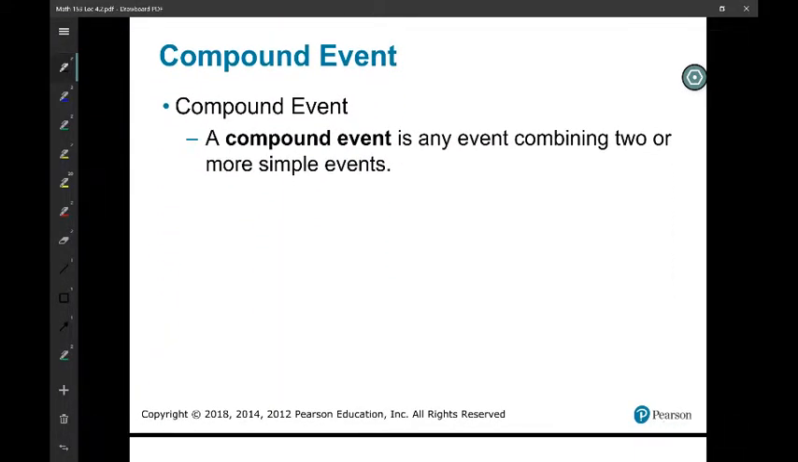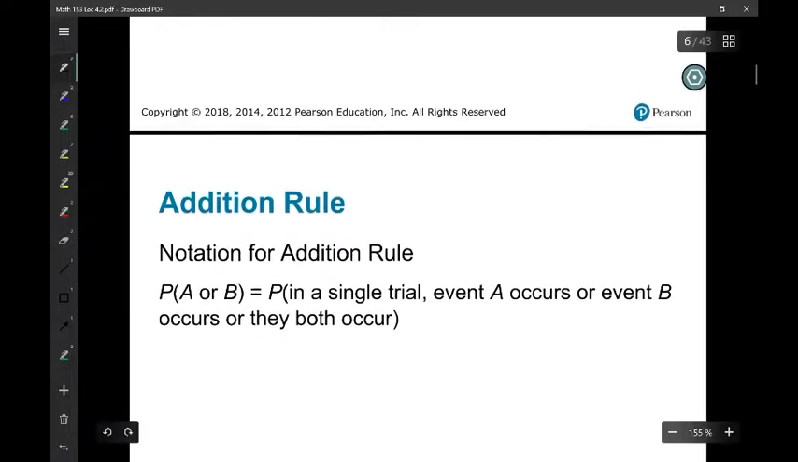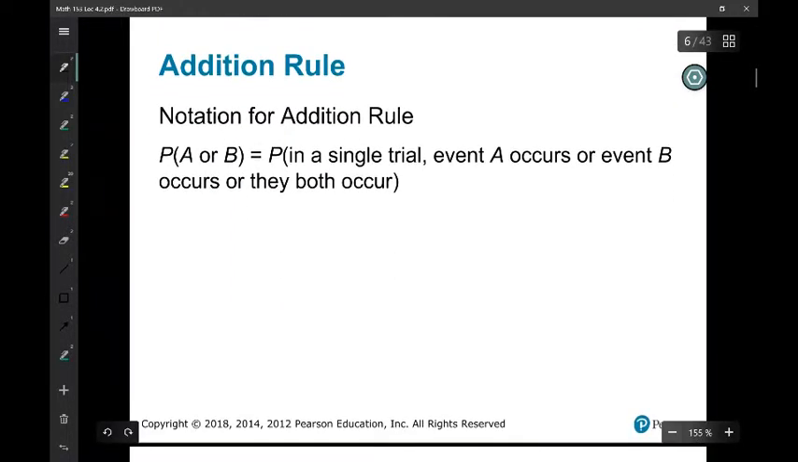Compound event. A compound event is any event combining two or more simple events. The addition rule. So our notation for the addition rule will be the probability of A or B is equal to the probability that, in a single trial, event A occurs or event B occurs, or they both occur.